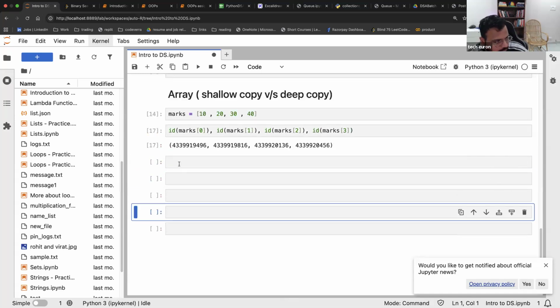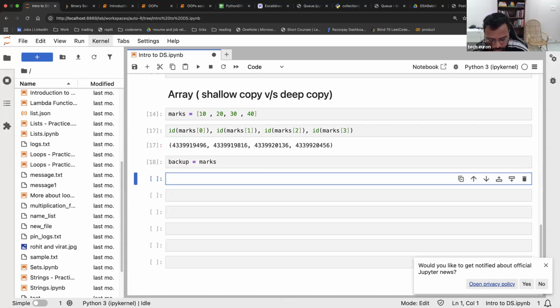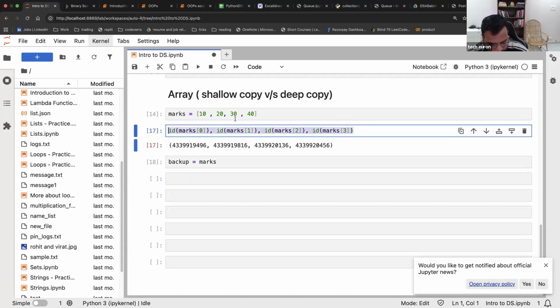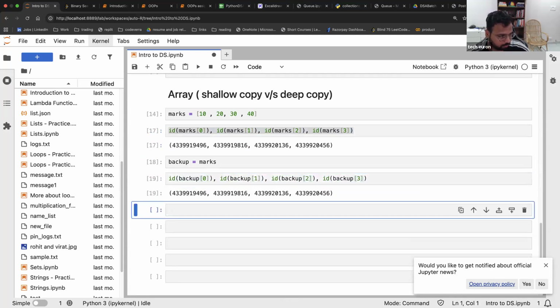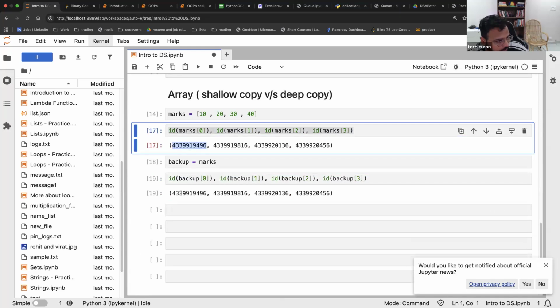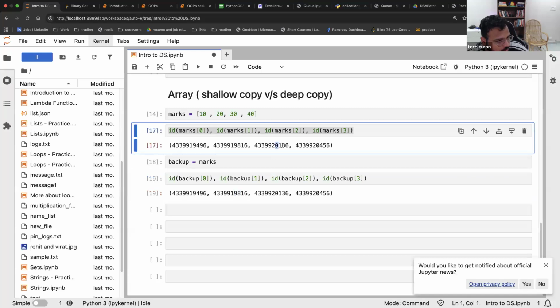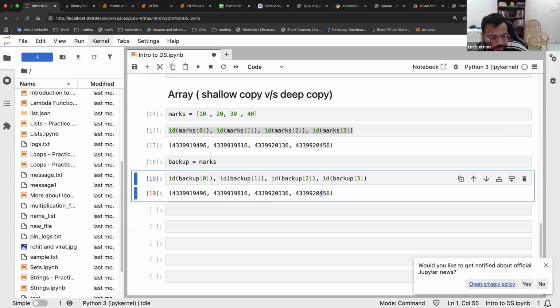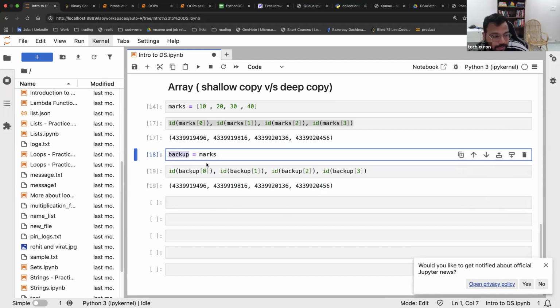Now if I do the same thing with backup of marks, you see this location is the same. Now if I make any change in backup, because backup and marks are pointing to the same location, if I change that location using backup, marks will also get affected.